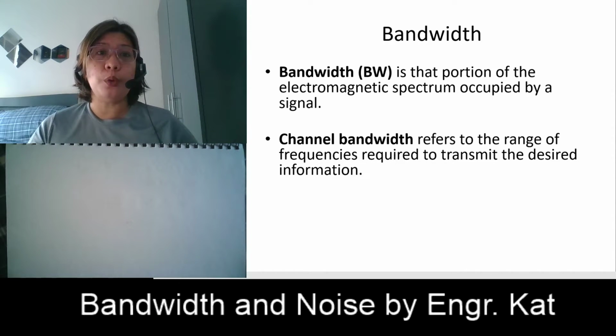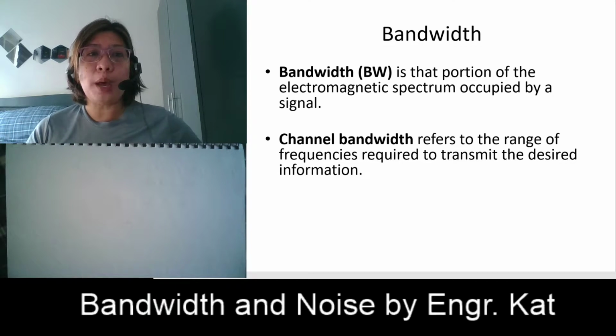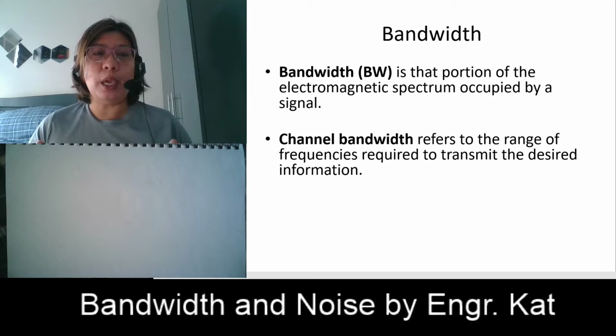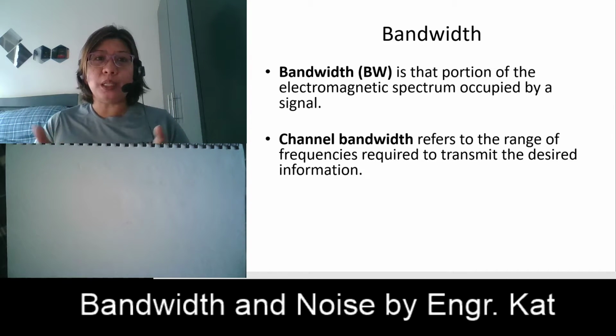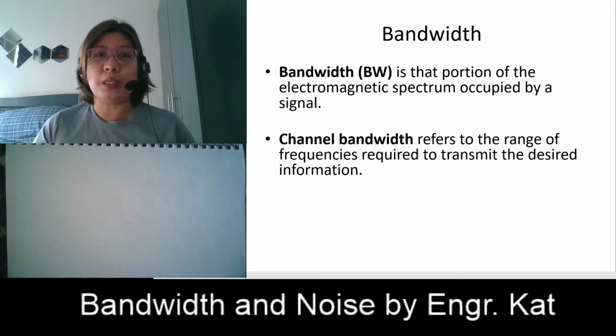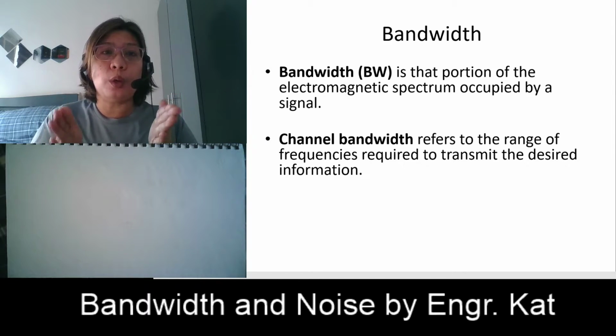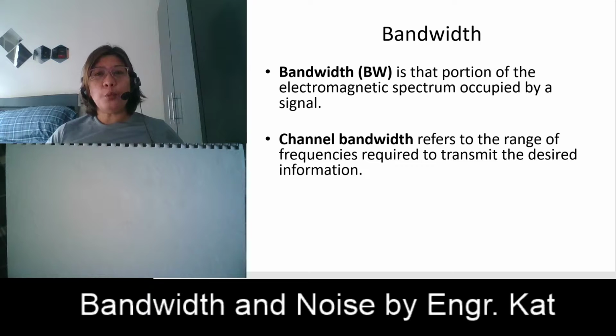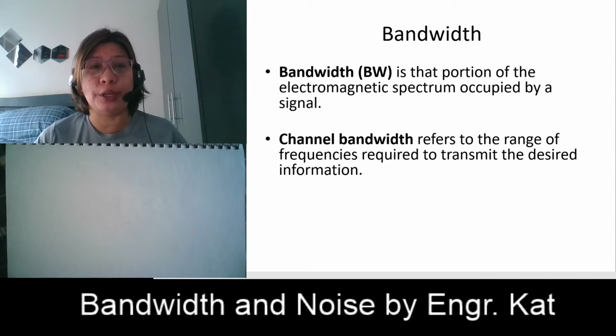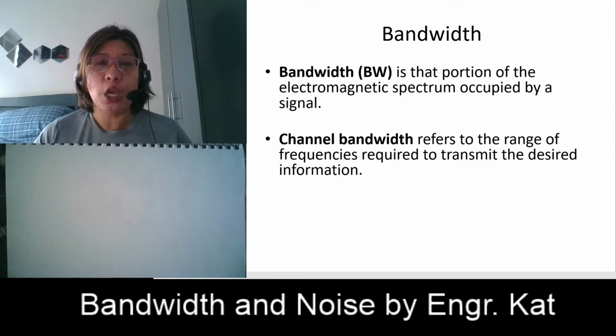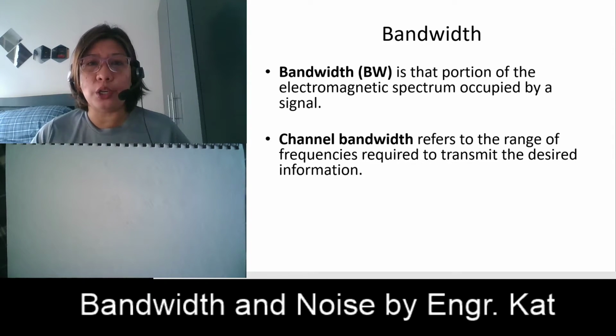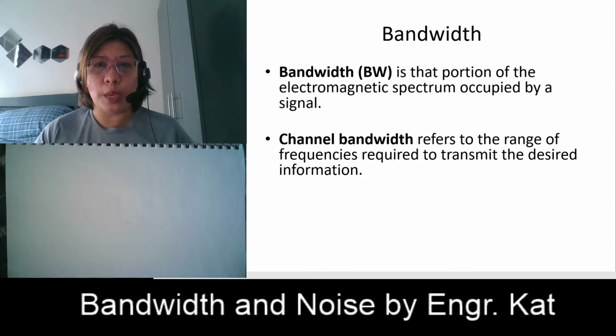Okay, so for example, we are going to transmit an AM signal. So what is the bandwidth for an AM signal? You have to design a transmitter that is capable of transmitting this specific bandwidth, because in this specific signal range is where your signal is. This is the bandwidth of the signal that you're going to transmit. So the channel bandwidth refers to the range of frequencies required to transmit the desired information. So if you are working on an AM station, what must be your channel bandwidth so that we can transmit that required information?